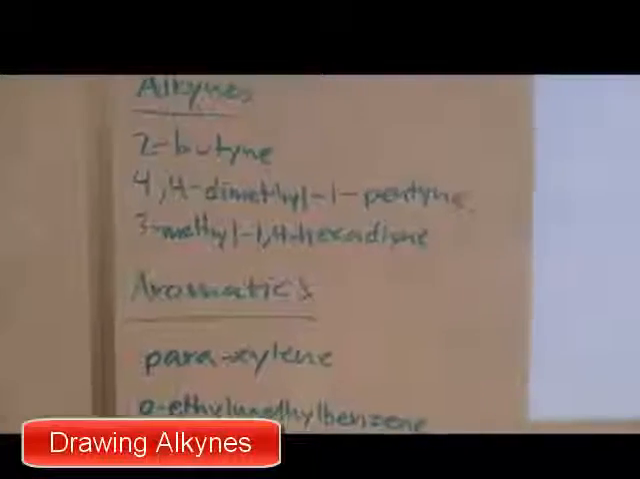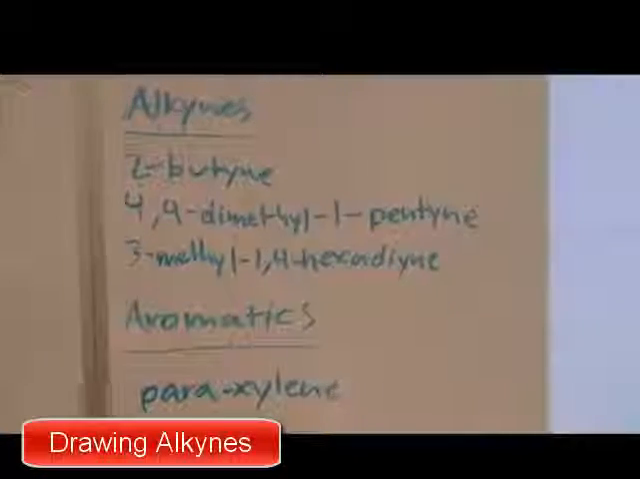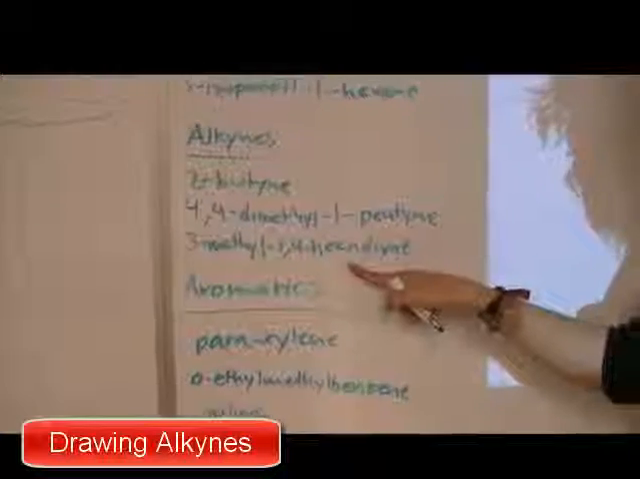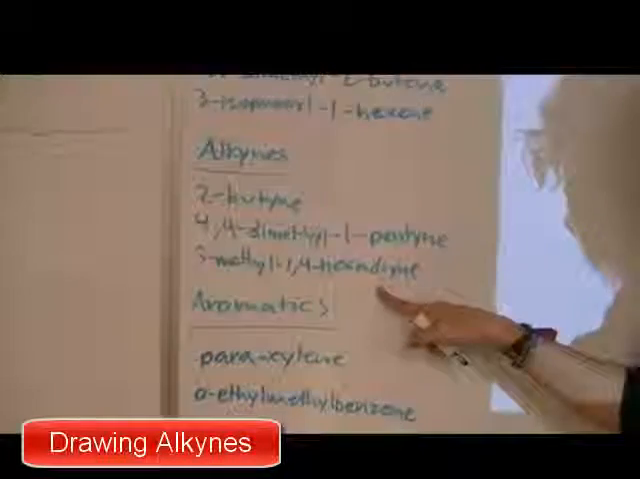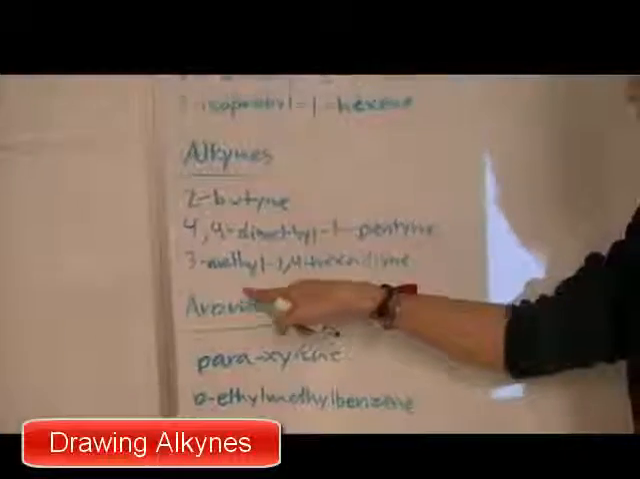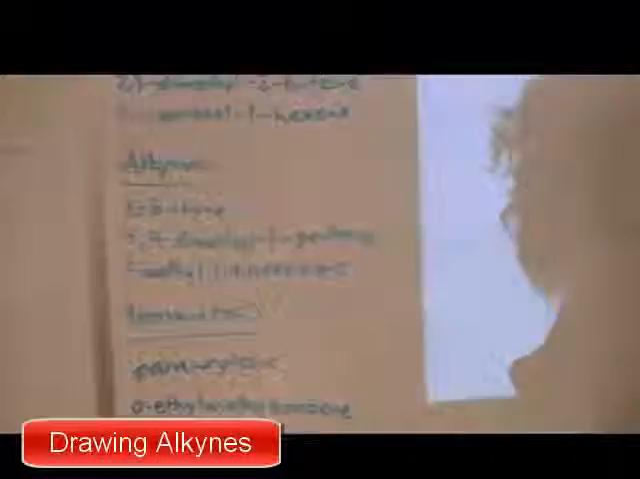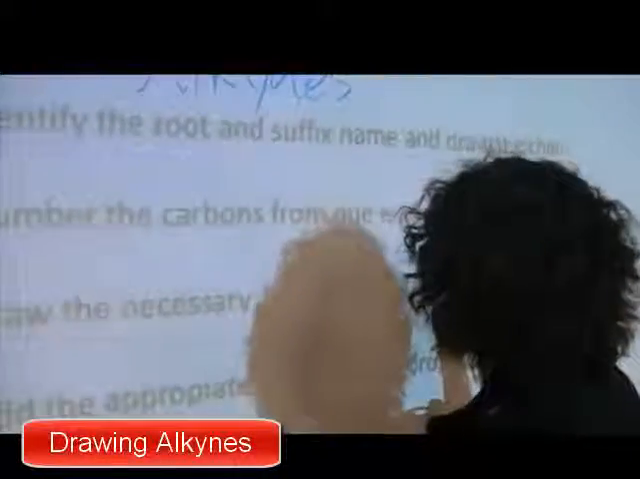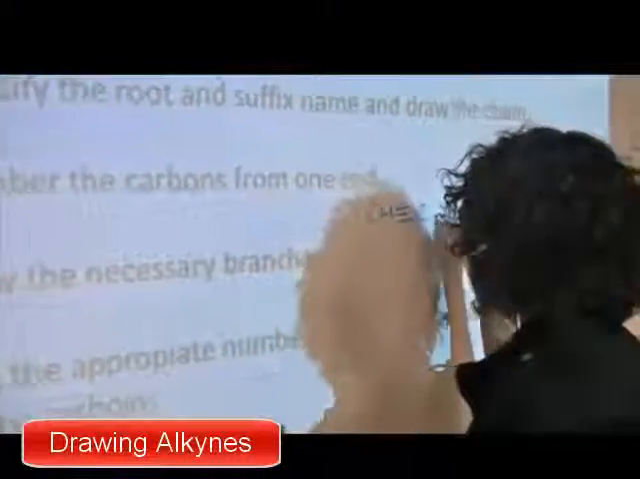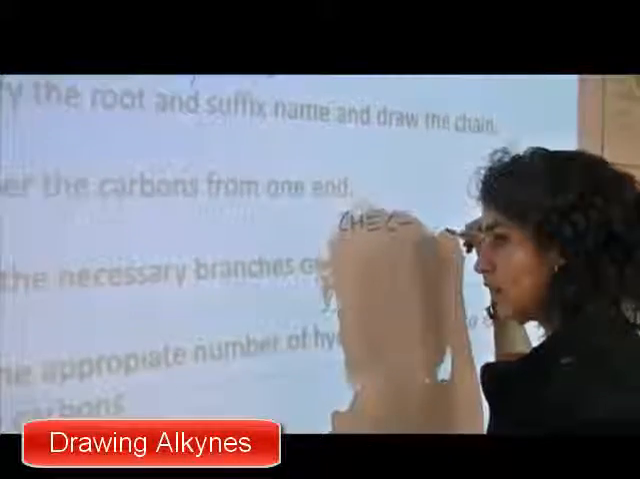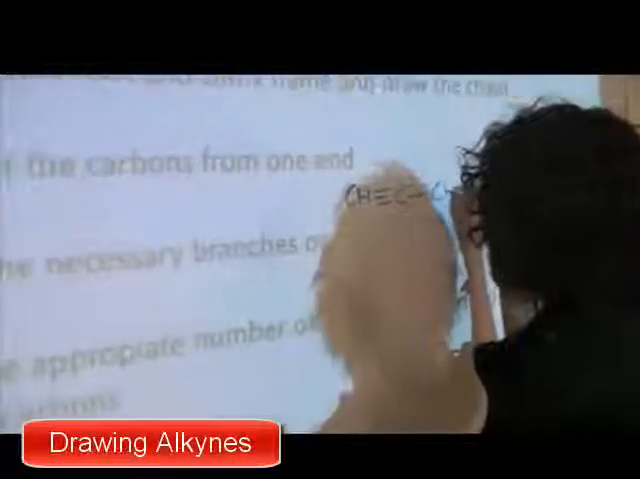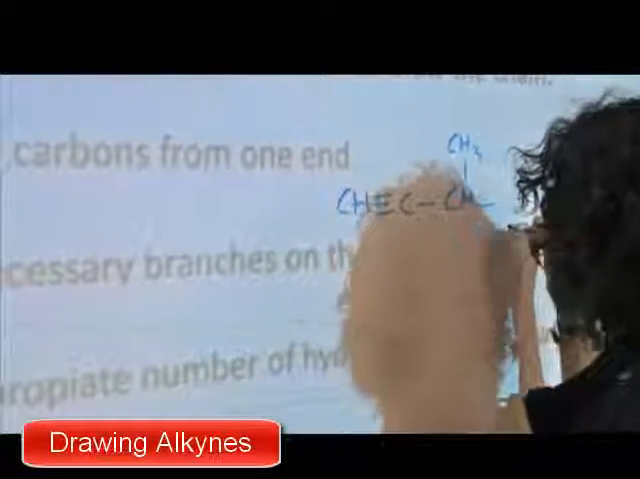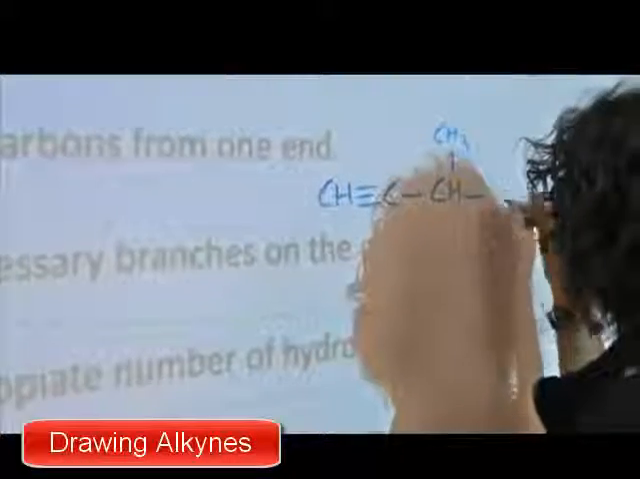The next one is 3-methyl-1,4-hexadiene. It's a carbon chain with 6 carbons, 2 double bonds in places number 1 and 4, and 1 methyl in carbon number 3. So it will be like this. CH, 1, 2, 3, C, CH3, 1, 2, 3.